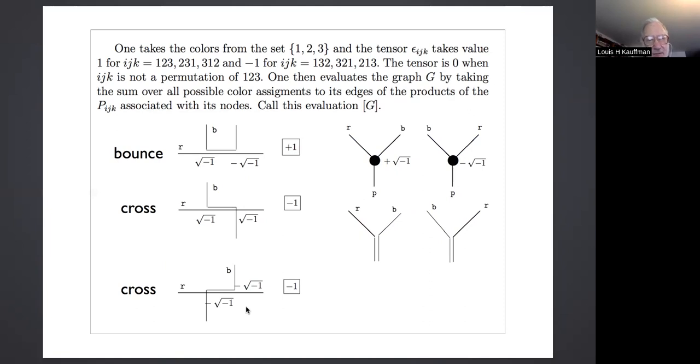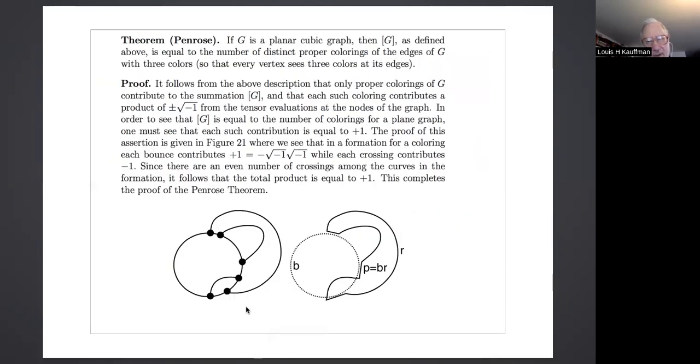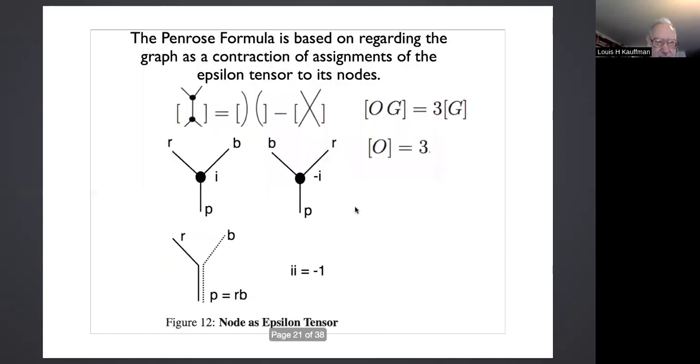And that means that in a formation, maybe there's a drawing. Yeah, well, here's a formation. In a formation, you can redraw the formation in your mind's eye, saying bounces I'll ignore, crossings I'll think of as crossings. And then you have a picture of two Jordan curves in the plane, in this case, that are crossing one another. And they have to cross each other an even number of times because we're in the plane, and that's the point of the plane. Since any two Jordan curves will cross one another in an even number of points, and -1 to an even number is +1, every coloring will contribute a +1, and the Penrose formula is proved.